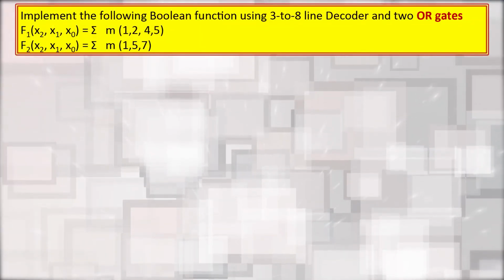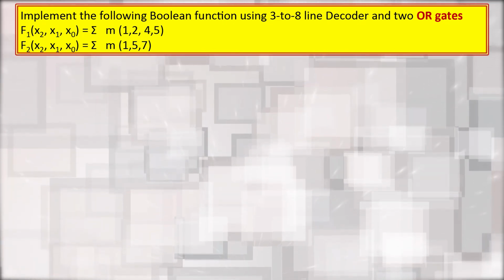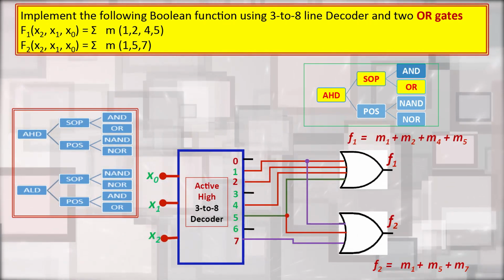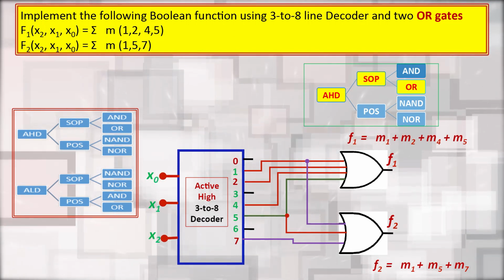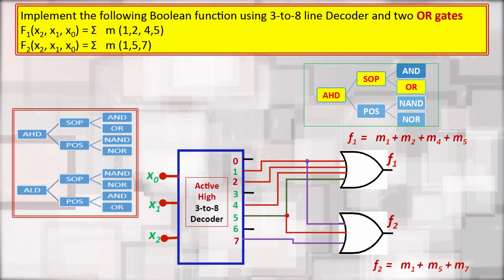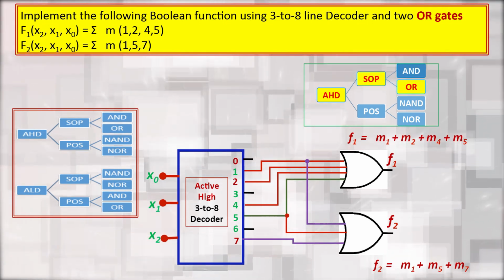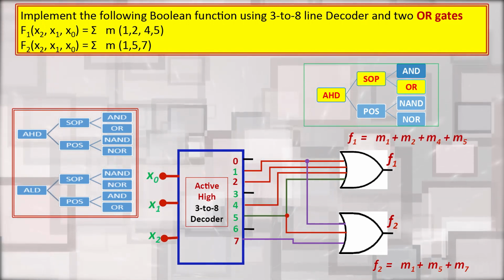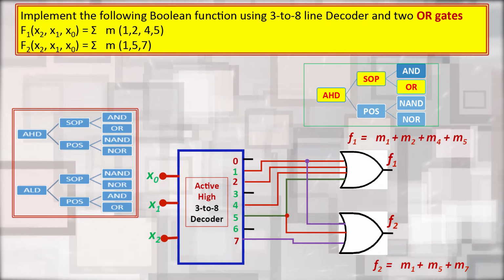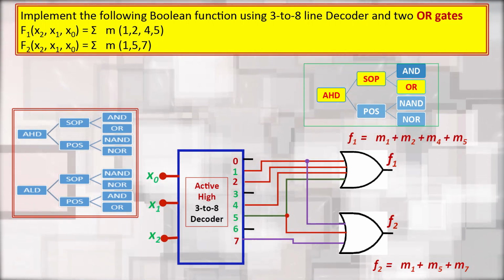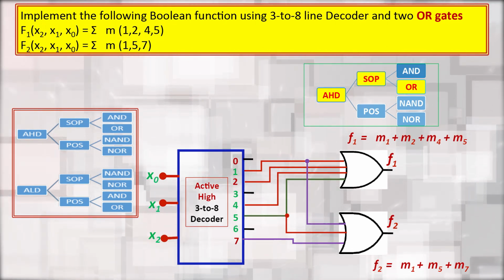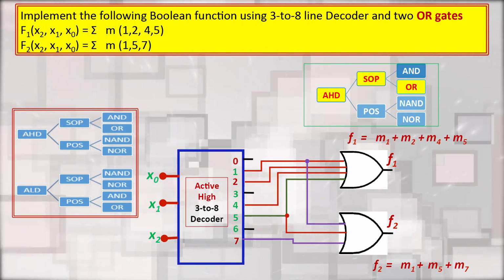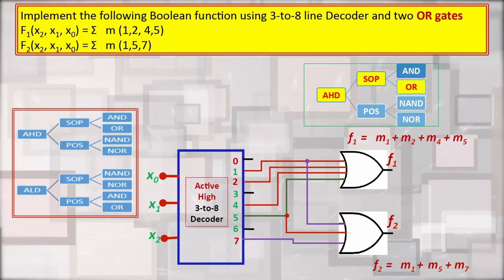Now, we will see the implementation of functions using a 3 to 8 decoder. 3 to 8 decoders can be active high or active low. When the selected output line is at logic 1, it is an active high decoder, and if the selected output line is at logic 0, it is an active low decoder. There is a logic for selecting an active high decoder based on whether the function is SOP or POS, and which gate has to be used; you can see that logic in the slide that I have made.